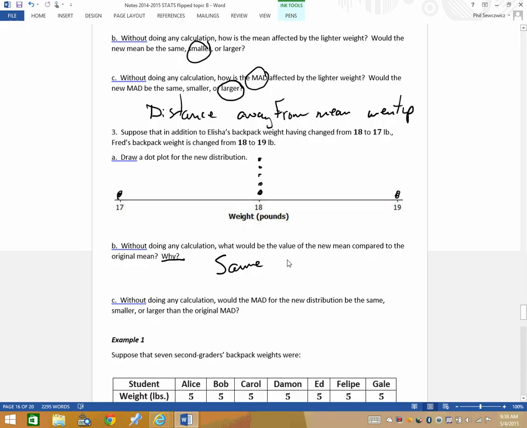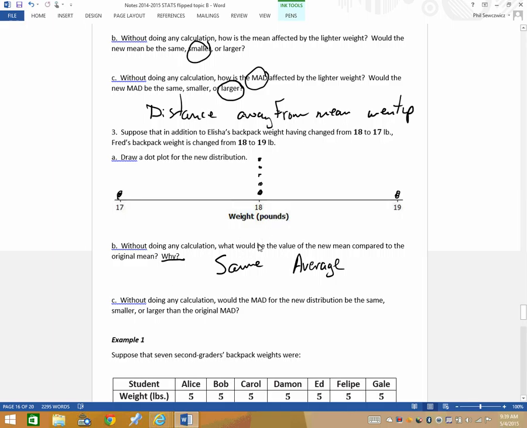All right. And let's keep this in mind. It's the average. So even though one person went down, the other person went up. When we add them all up, we're still going to get that same original amount. Now, again, we could add them all up, but it did say to do without any calculations. But yeah, the average is going to be 18. One's lower, one's higher. We still have an average of 18.